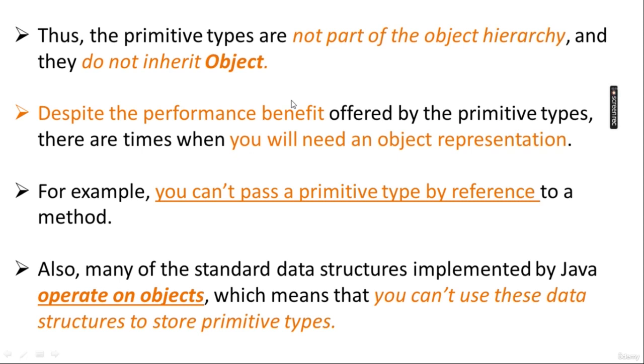Java itself operates upon objects. Java is object-oriented programming. Everything that you write in a Java program will be inside a class. Without a class you cannot hold anything. That means, except for the static keyword, everything requires creating an object, and everything that will be operated upon depends on objects, which means that you can't use these data structures to store primitive types. Standard data structures are like linked list.